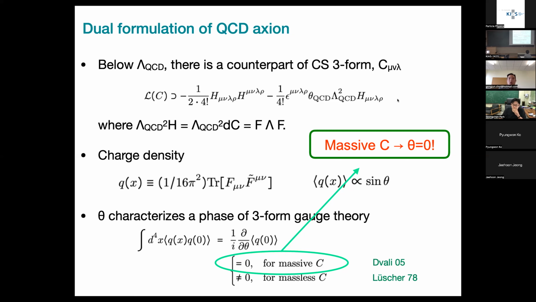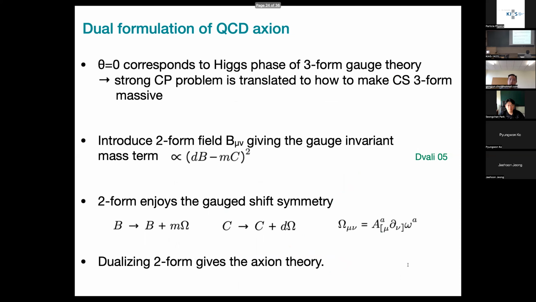Again, let me emphasize that vanishing theta requires a massive C, that is, a mass term for C. That is what Dvali observed a long time ago. It means the strong CP problem is translated to how to make the three-form massive. That's how we can handle the strong CP problem. Theta equals zero corresponds to the Higgs phase of the three-form gauge theory. So what Dvali did is translate the strong CP problem to the question of what phase of the three-form gauge theory we have in QCD.